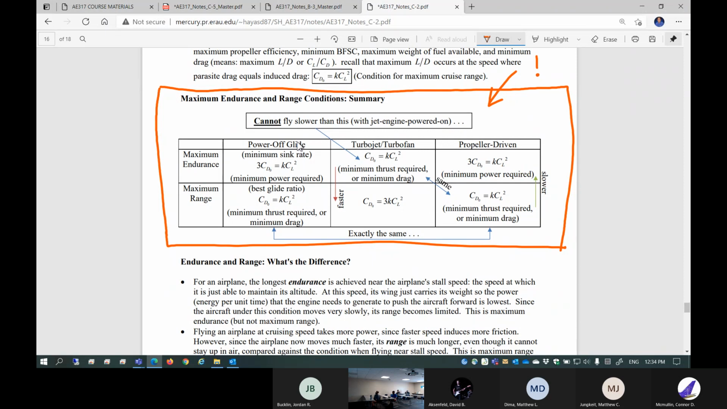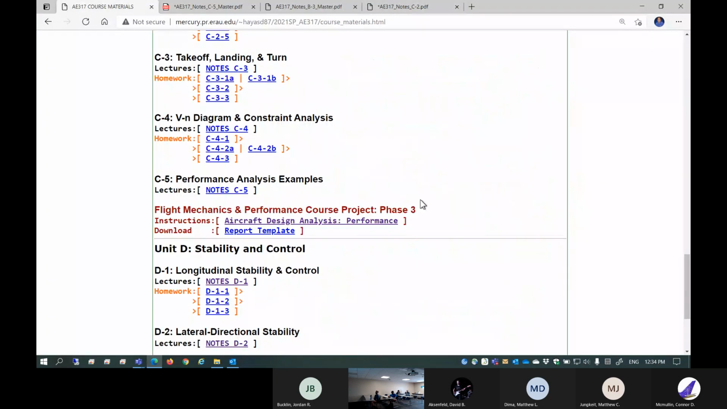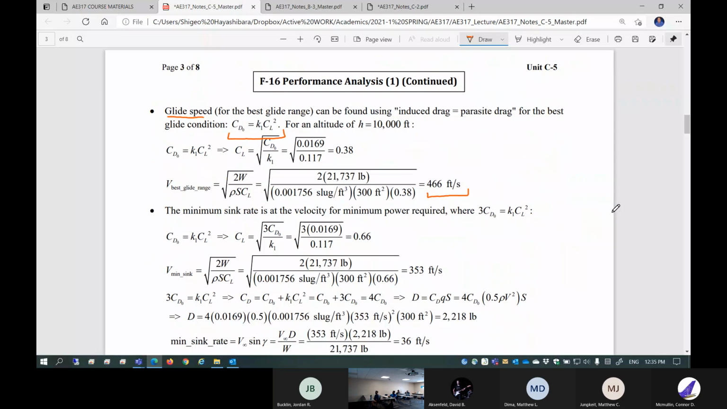Power of glide, maximum endurance condition is this. In other words, minimum sink rate. This is the best glide ratio. Okay. If you get confused, always go back to this page. Okay. So now, that's where it comes from. So this is for the best glide range. This is the condition. This is the minimum thrust, essentially. Okay. Then from here, you're going to determine the airspeed corresponding to the best glide range. Okay. I'm going to compute that.